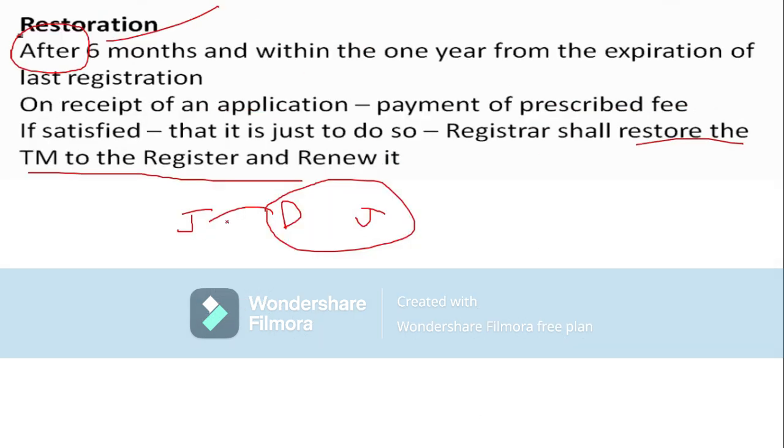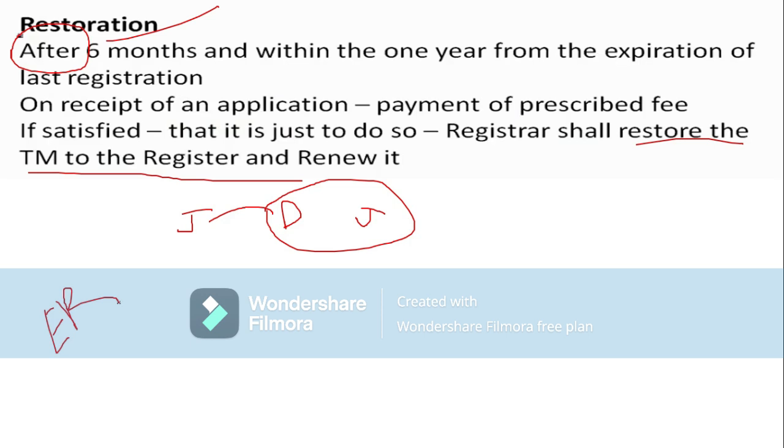So this is all about the procedure for registration of trademarks. So what is the use of this? What are the advantages of registration of a trademark? Registration of trademarks gives exclusive rights to the trader, the proprietor or the owner of a registered trademark. It gives control over it.